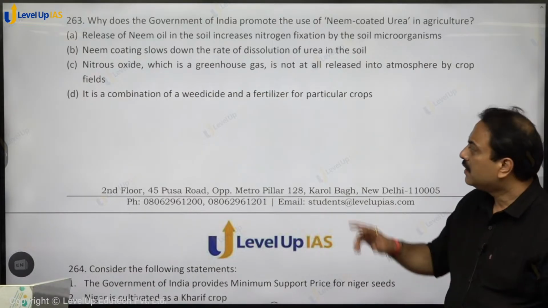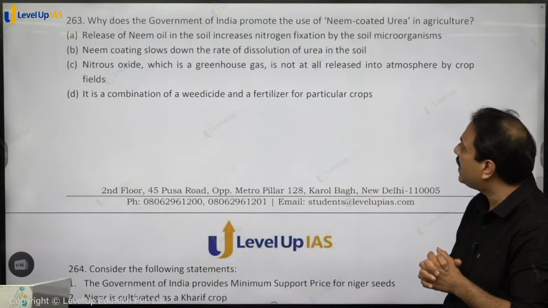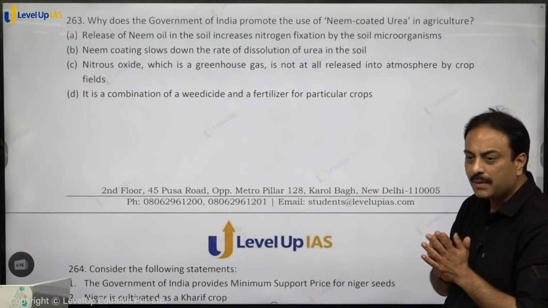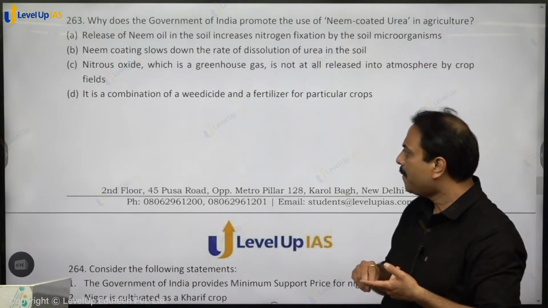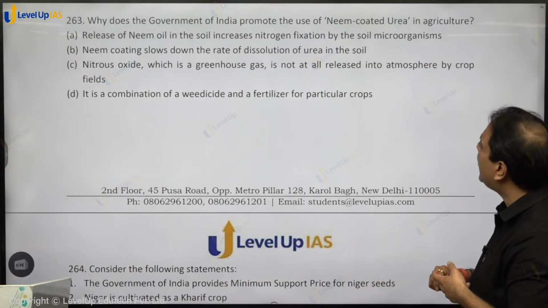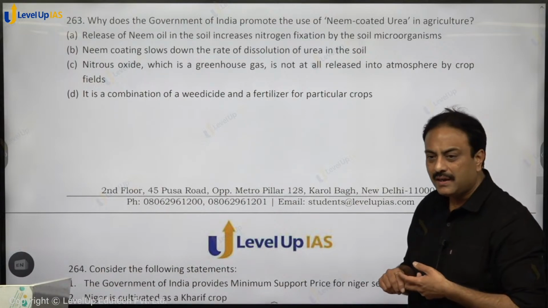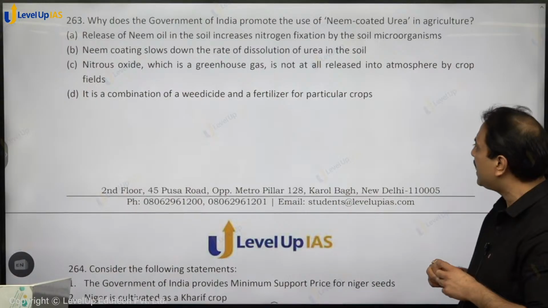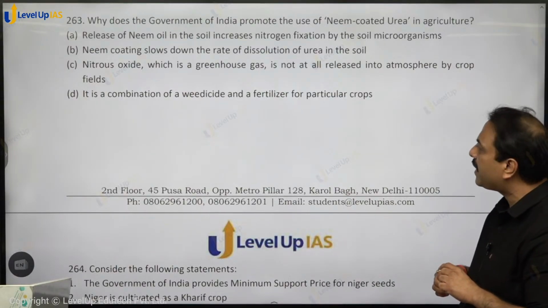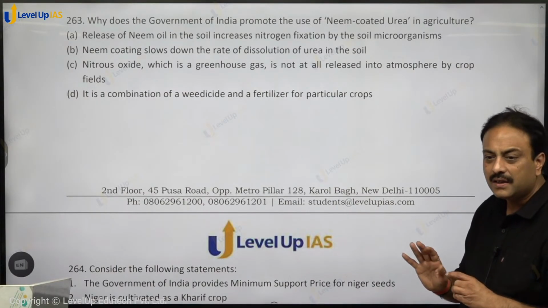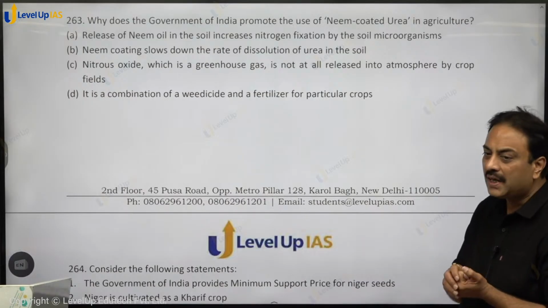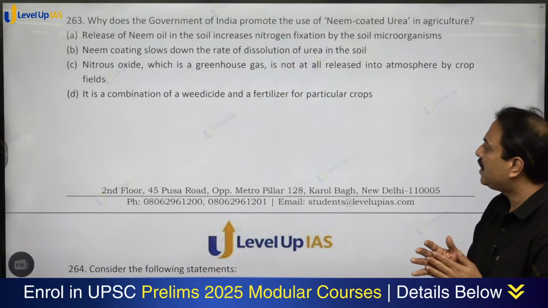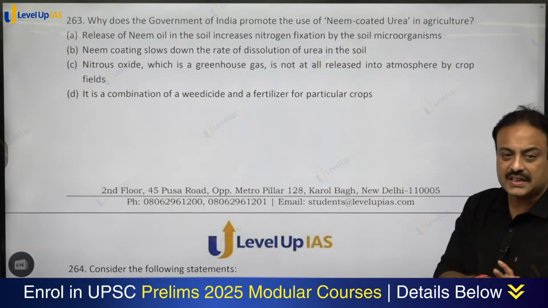Are you getting that? So first statement, release of neem oil in soil increases. No, it will not increase, it will reduce the nitrogen fixation by the soil microorganisms. So it is a wrong one. Neem coating slows down the rate of dissolution of urea in the soil. It is the correct one. Nitrous oxide, which is a greenhouse gas, is not at all released into atmosphere by crop fields. It will be released. Neem coated urea is a combination of weedicide and fertilizer. It is not a weedicide.